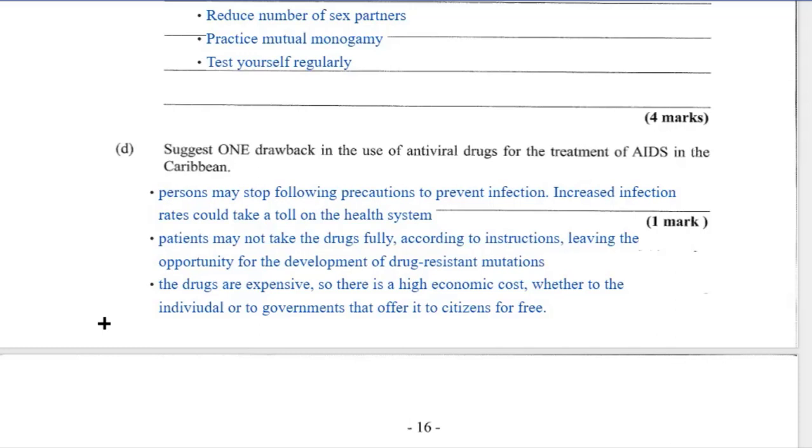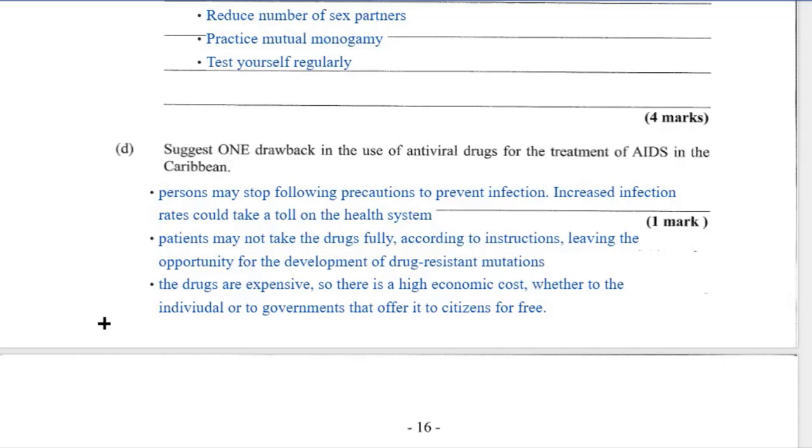Another possible drawback is that these drugs are not like Panadol. Okay, it's not like an over-the-counter drug that you take when you remember. It's something you have to take very precisely. You have to take the full dose. You have to take it at a certain time. Some you have to take before you eat, some of them you have to take after you eat, all of that. And you have the chance of a lot of patients not taking the drugs fully, which then leaves the door open for further mutations to develop in the population.